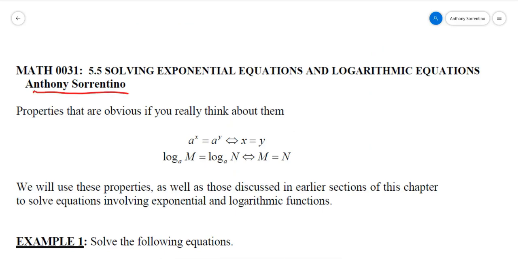Section 5.5, solving exponential equations and logarithmic equations. This is where we're going to start making use of some of those logarithmic properties we learned, as well as some exponent rules you learned in the past. And essentially another skill that we're going to be making use of is the fact that I can rewrite a logarithmic statement or an exponential statement into an equivalent statement in the other form.